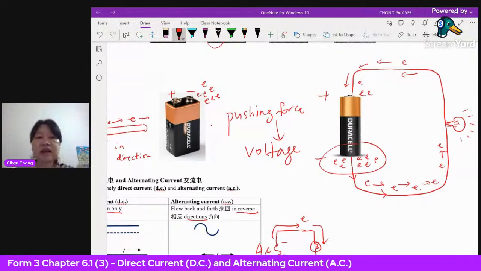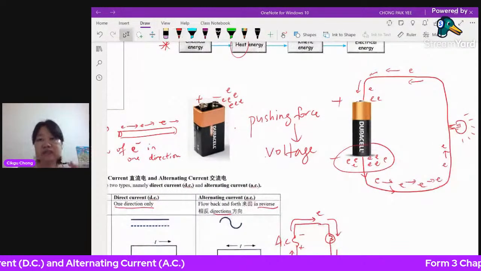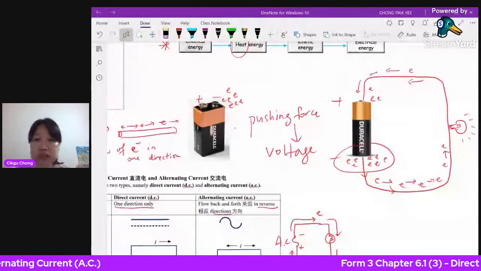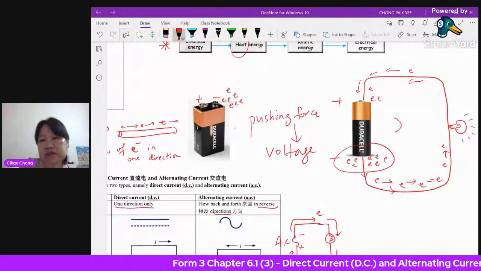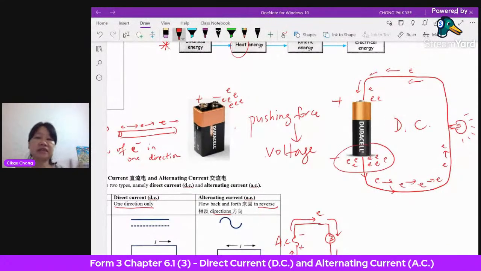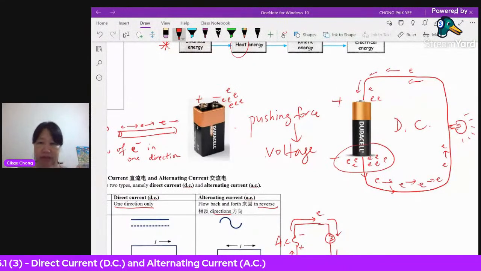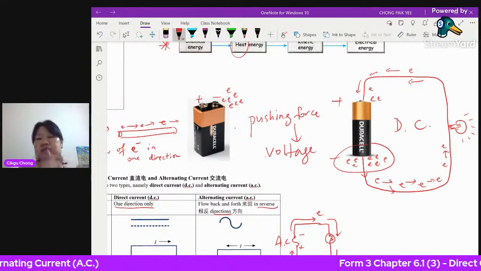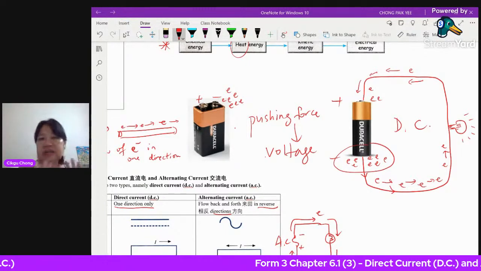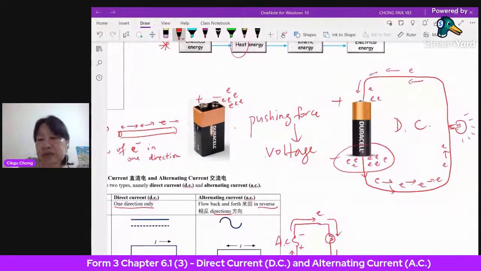Now you see the electrons are flowing in one direction. If it doesn't change direction, and it's always from negative to positive, then you call this a direct current. This is true for batteries. For batteries, the direction of the electrons is always from negative to positive. It doesn't change direction from positive to negative. The electrons will always flow from negative to positive.